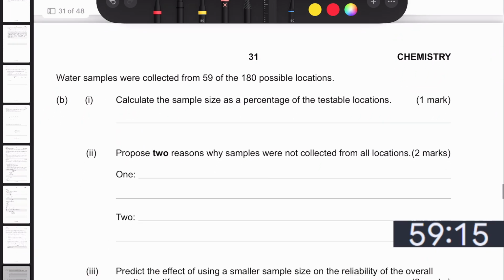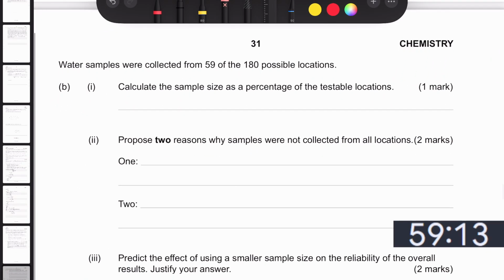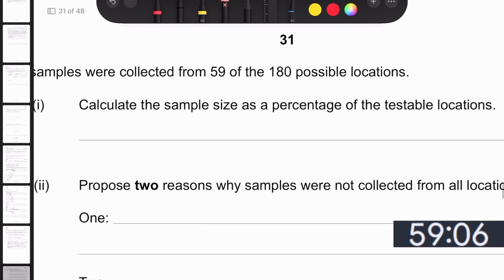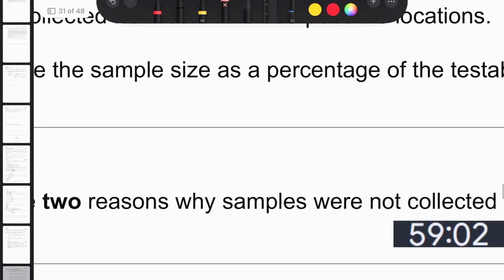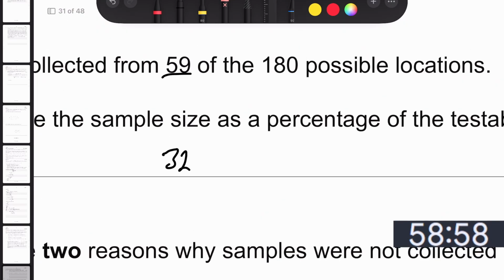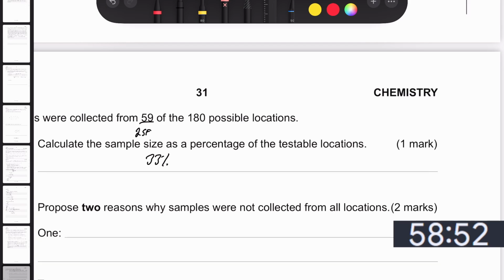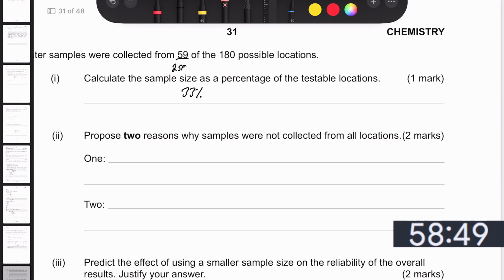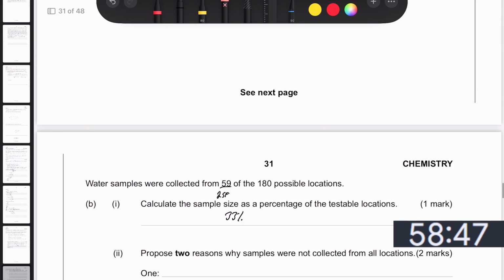Yeah, okay, what's going on? Water samples were collected from 49 of the 180 possible locations. Calculate the sample size as a percentage of the testable locations. That's a very odd question to see in chemistry, but I get it. Using the sig figs, I'm going to say 33%. Give two reasons why the samples were not collected from all locations.